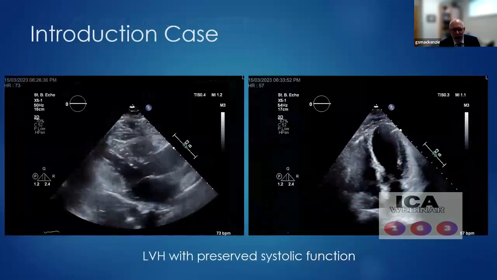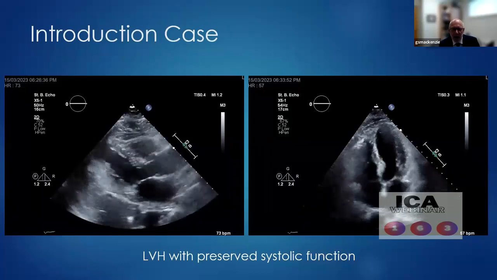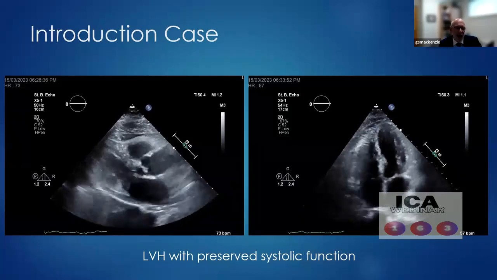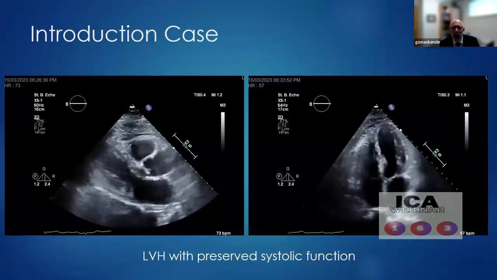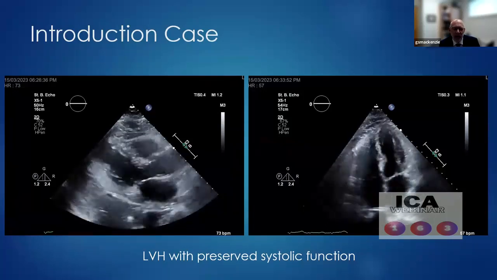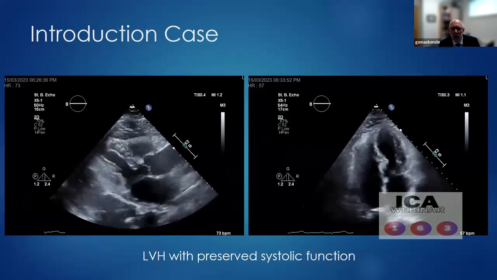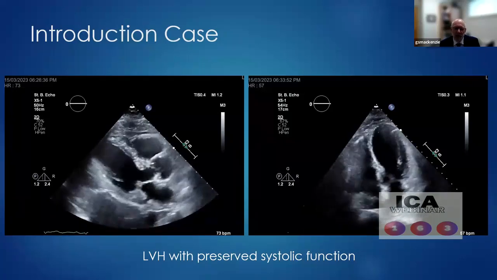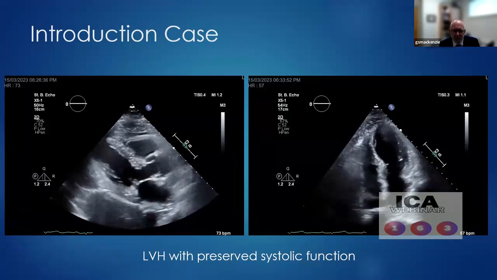So what I'd like to do now is go through some cases and apply the guidelines, so it might hopefully make things a little bit more clear. So let's go back to that very first case that I showed you. And this is the 71-year-old lady with LVH and preserved systolic function.